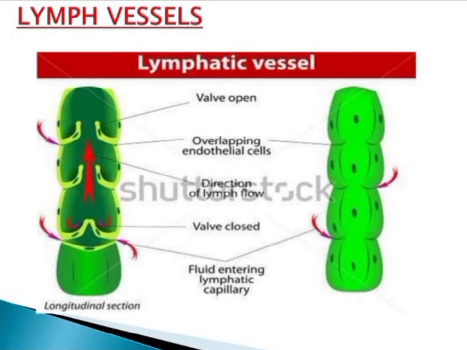Lymph vessel. By watching the diagram displayed on the screen, we can easily understand what happens when the valves are open and what happens when the valves are closed. When the valves are open, the overlapping of endothelial cells begins. The direction of the lymph flow we can see in the picture, and when the valves are closed, the fluid enters into the lymphatic capillary.